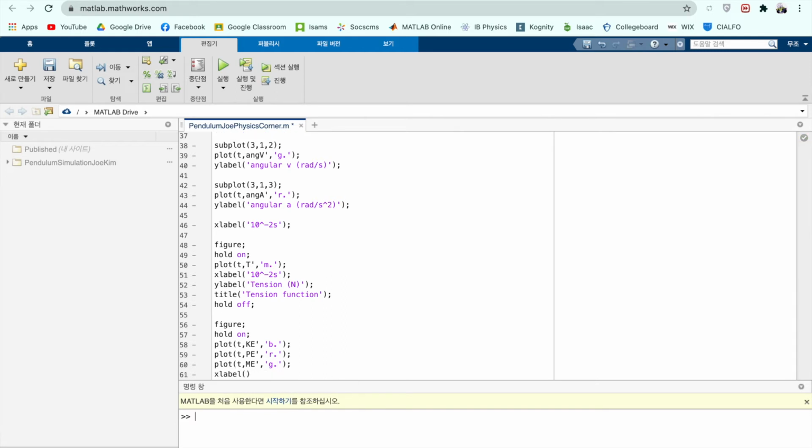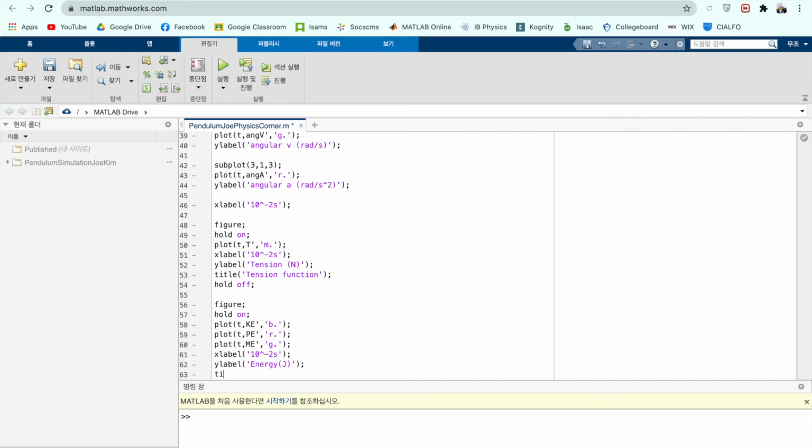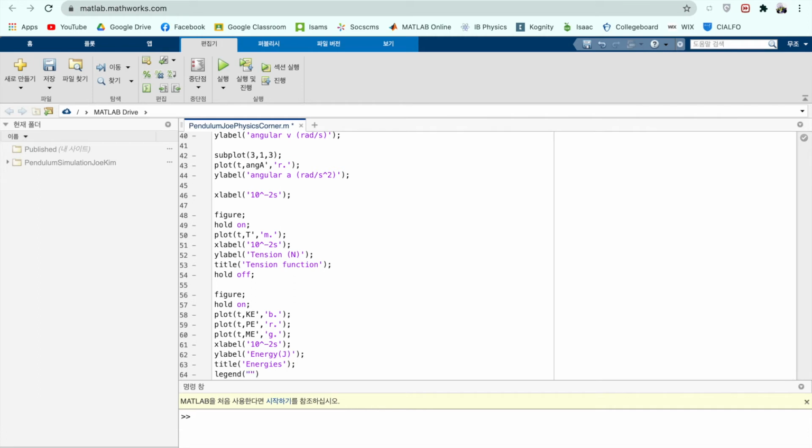And I'm going to use the x label again with 10 to the -2 seconds. And the y label as the energy given in joules. And then the title, energies. And now I'm going to add a legend because there are 3 in one graph. So I'm going to get the first one in chronological order. I get kinetic energy, potential energy, and mechanical energy.